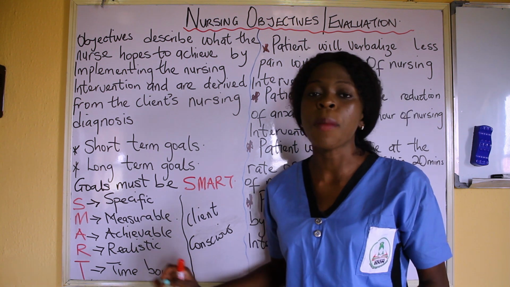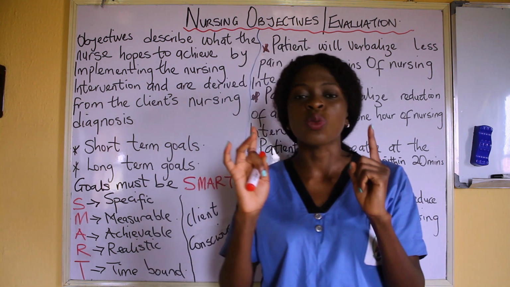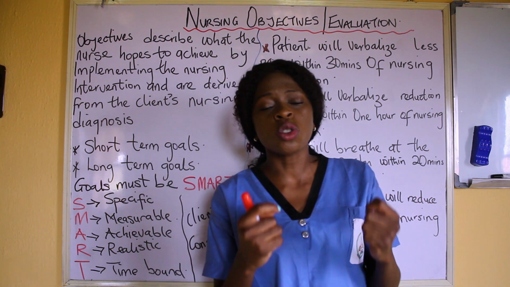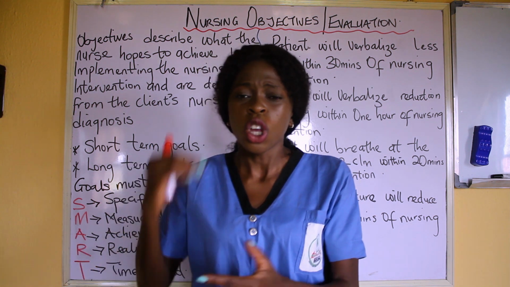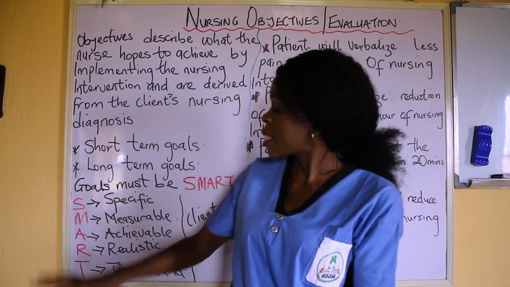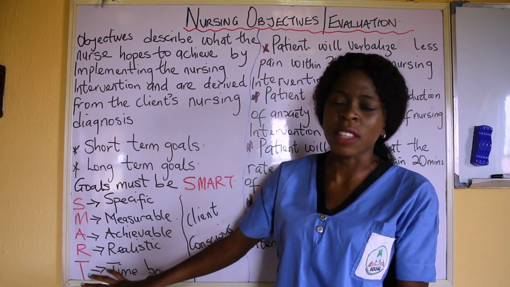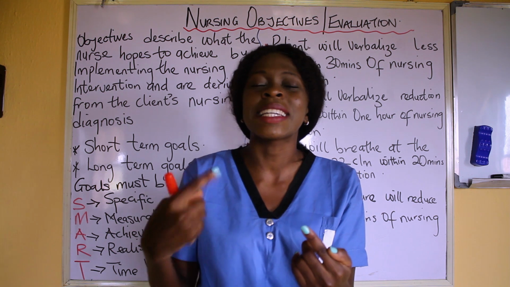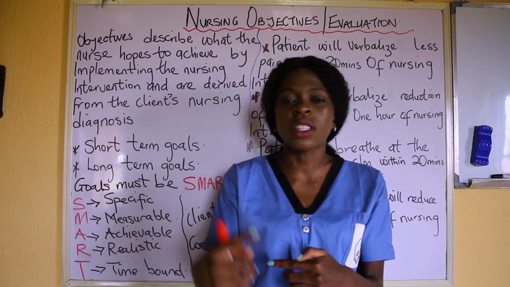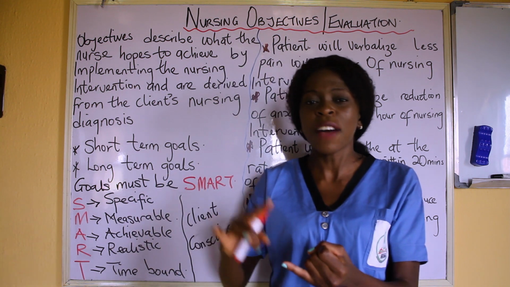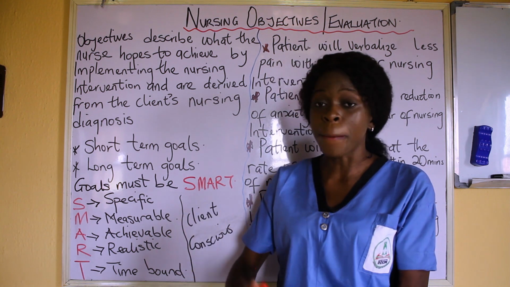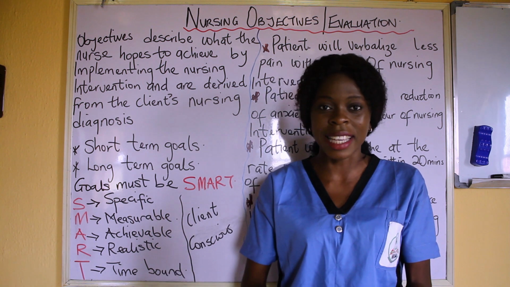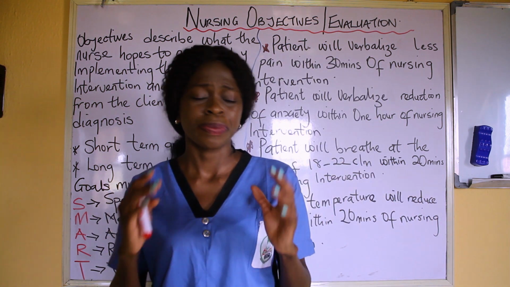Then also time bound. Your objective has to be time bound. Within so many minutes of nursing intervention, within so many minutes of hospitalization, you have to put time. This characteristic of objectives or goals is not only applied in nursing care plans, it is also applied in our individual lives. When we set goals, they have to be specific, measurable, achievable, realistic, and time bound.